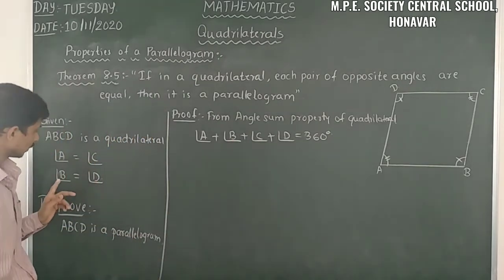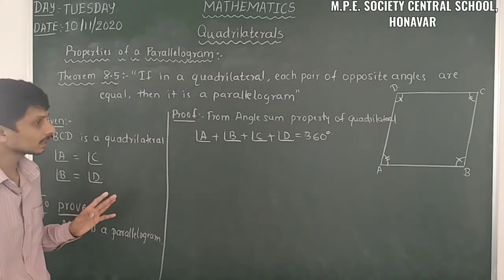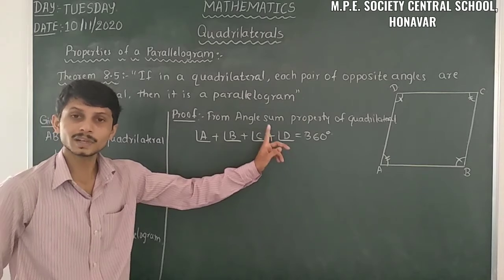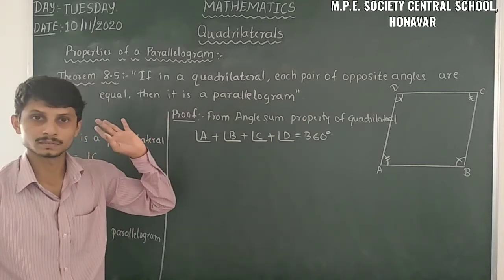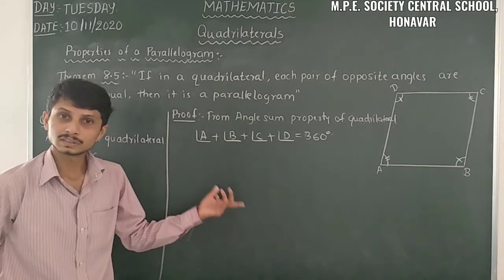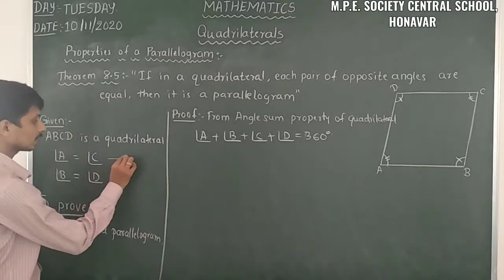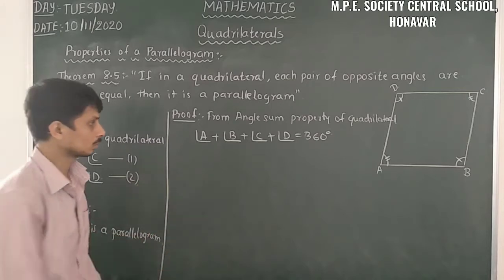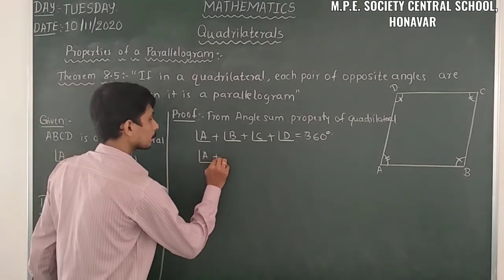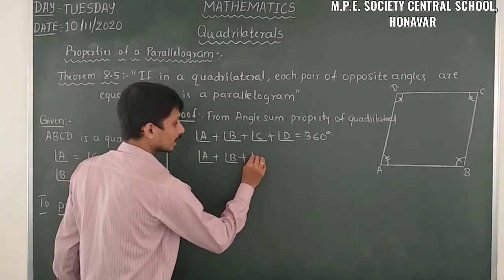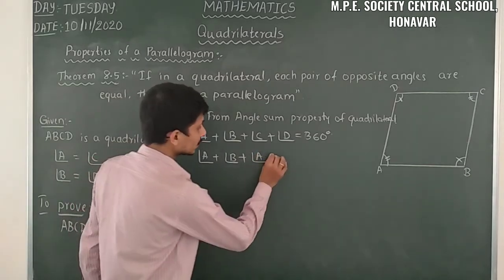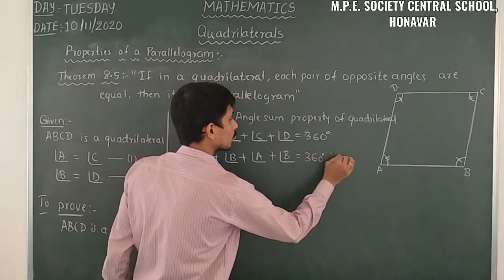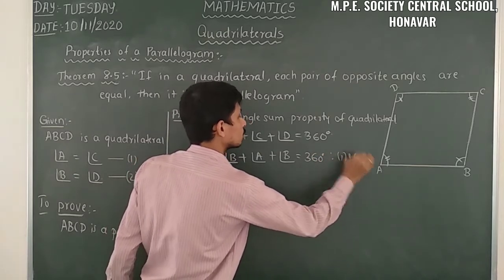Here A is equal to C, and B is equal to D. So in place of C we can insert A, and in place of angle D we can insert angle B, as per our given data. This is equation 1 and equation 2, or both may be considered as equation 1 only. Angle A plus angle B plus angle A in place of C, and angle B in place of D is equal to 360 degrees.